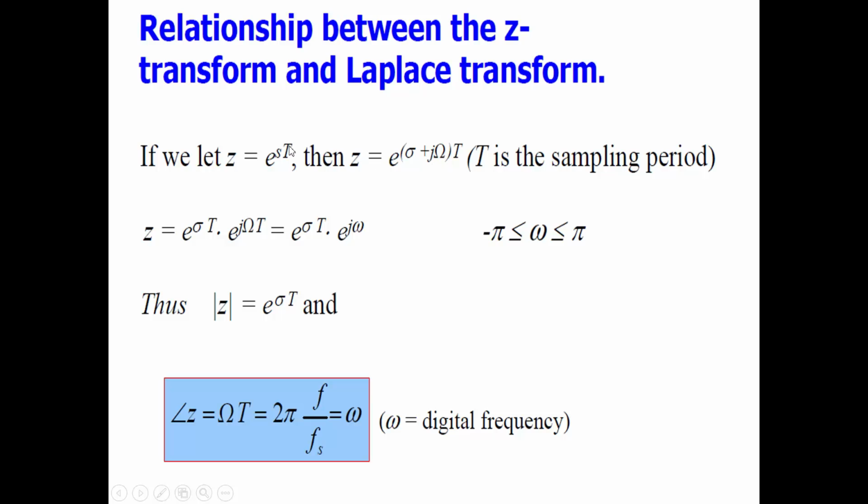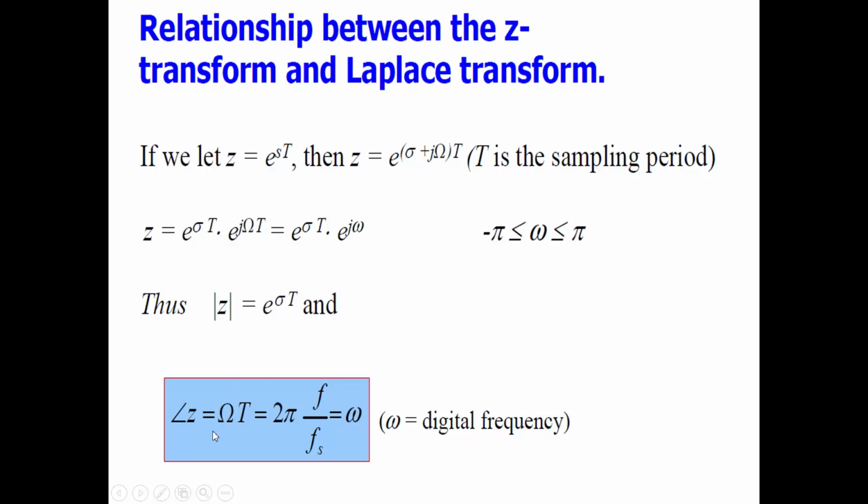We replace S here with this value. Now we can separate out the exponents: e to the power sigma T dot e to the power j capital omega T. We know that capital omega T is given by small omega, which is the digital frequency, and the digital frequency lies between minus pi to pi. This is the fundamental period of the digital frequency. So the magnitude of z will be equal to e to the power sigma capital T, and its angle will be given by this omega.